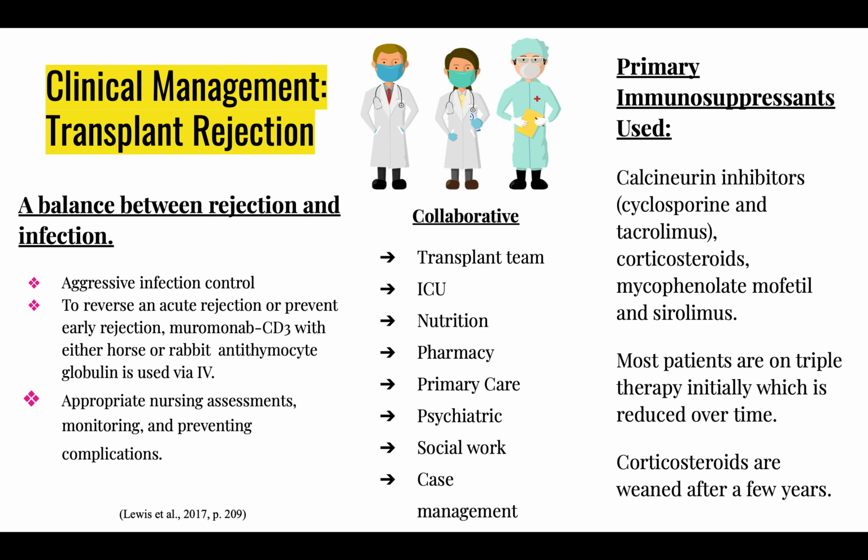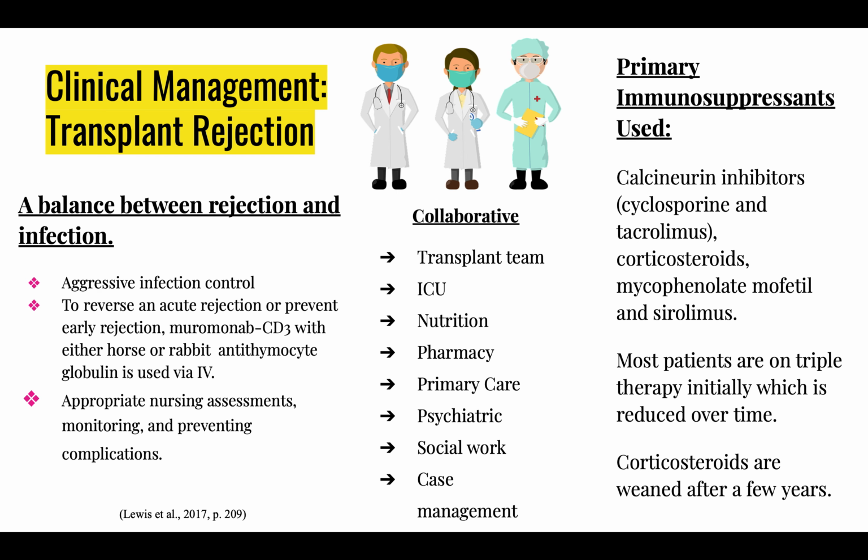Clinical management for the transplant recipient is extensive. It takes a great team of people working together to care for this type of patient. It's a delicate balance between rejection and infection, and is case by case. But the most important intervention is aggressive infection control and immunosuppression. To reverse an acute rejection episode or to prevent an early rejection, muromonab CD3 with horse or rabbit antithymocyte globulin is used via an IV.